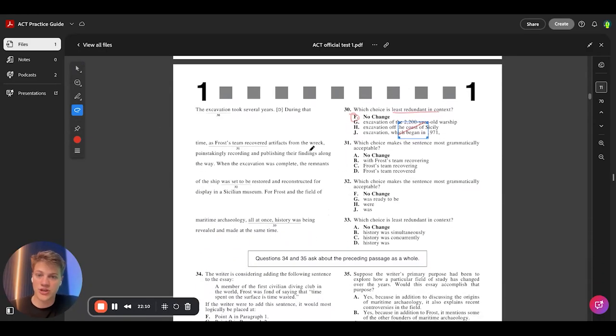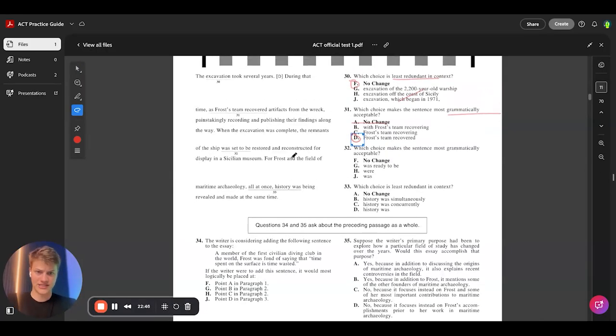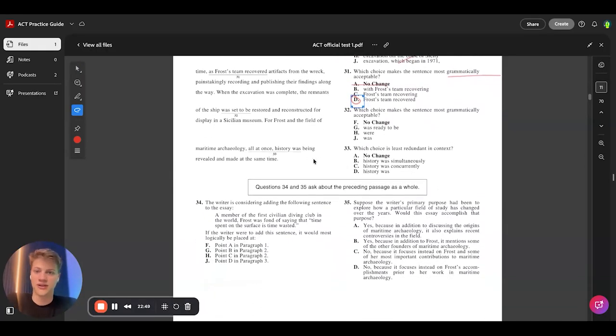During that time, as Frost's team recovered artifacts from the wreck, this is a grammar question. Which choice makes the sentence most grammatically acceptable? During the time, as Frost's team recovered artifacts from the wreck, painstakingly recording and publishing their findings along the way. This seems correct. It seems like no change should be the correct answer, but there actually would not be a subject and a verb for this sentence if we don't have a subject here. So Frost's team recovered, that has a subject and a verb, making this a complete sentence. So the answer must be D here.